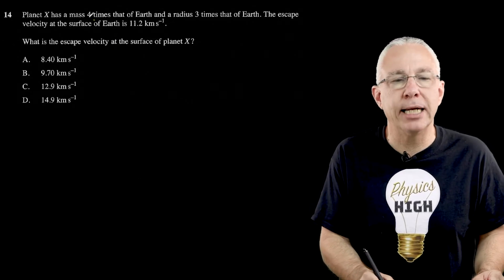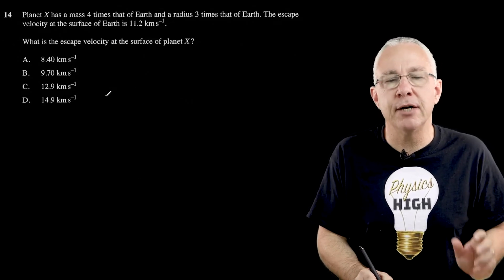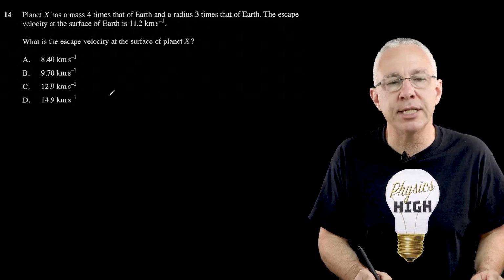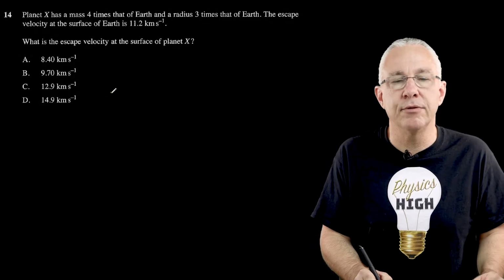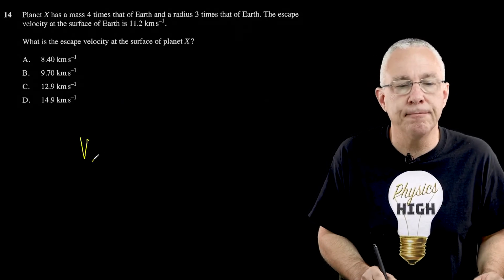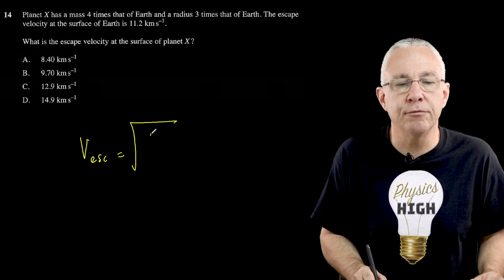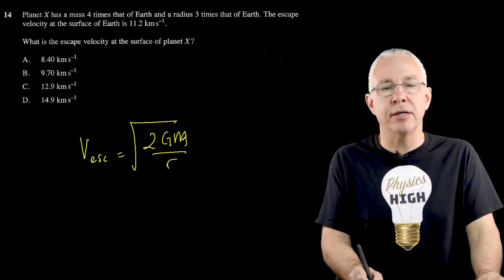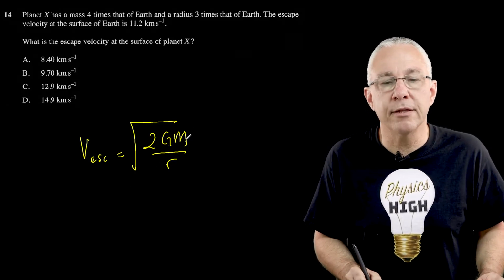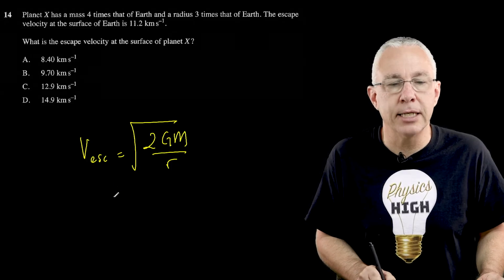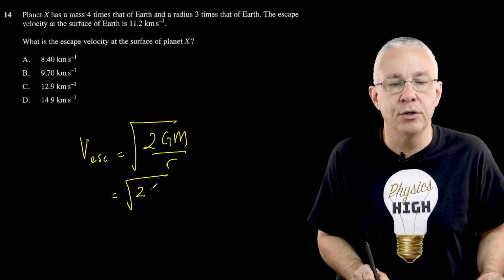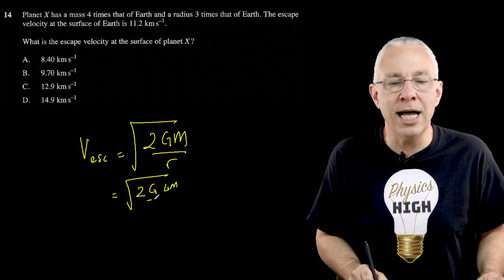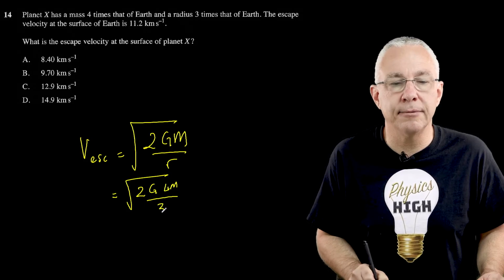Question 14. Planet X has a mass of 4 times the Earth and a radius 3 times that of Earth. And the escape velocity of the Earth is 11.2 kilometers per second. What's the escape velocity of the new planet? Well, our escape velocity is equal to the square root of 2GM over r. So what I can now do is replace my M with the changes taking place. So I'm going to have the square root of 2G, now our new M is 4M and our new r is 3r.